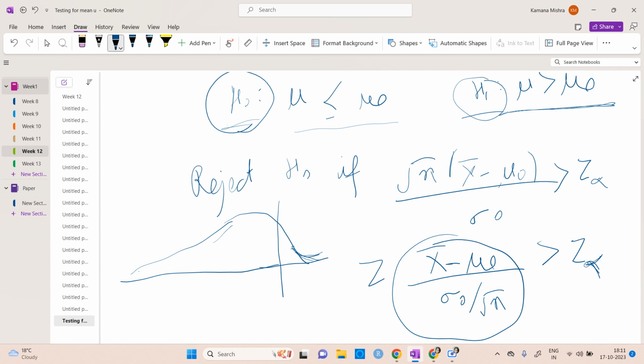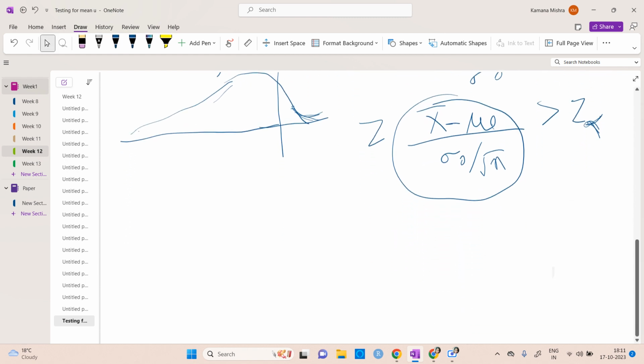Now you can see, if you have H naught as mu greater than mu naught and H1 as mu less than or equal to mu naught, then this test will be opposite. It does not happen all the time that if the statistic is greater than z alpha, we reject the null hypothesis. Your null hypothesis will decide when you reject it and when you accept it. So firstly you need to go through this, and then you will do this.